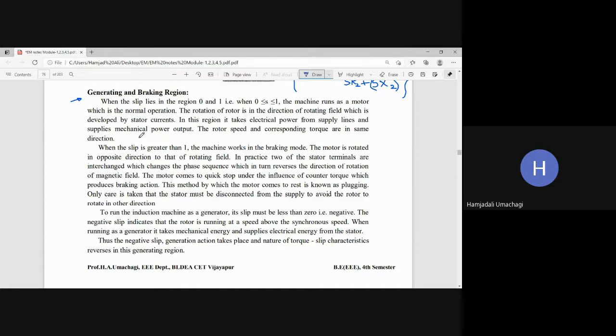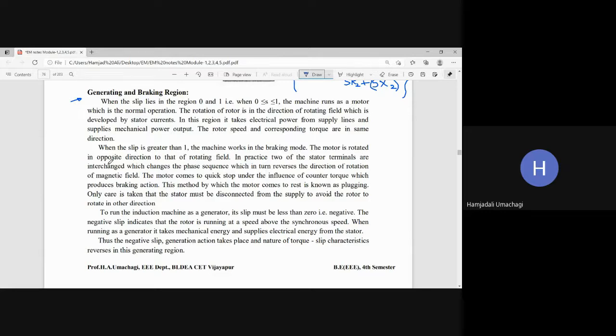Now, when slip is greater than 1, just remember that whenever the motor is in the resting condition where n is equal to 0, then automatically slip will be 1. This is well known to us. So if slip is 1 or greater than 1, it shows that the motor is in the resting condition, and we call this braking mode. Brake means some brake has been applied to the motor, so it is not running. That is nothing but braking mode.